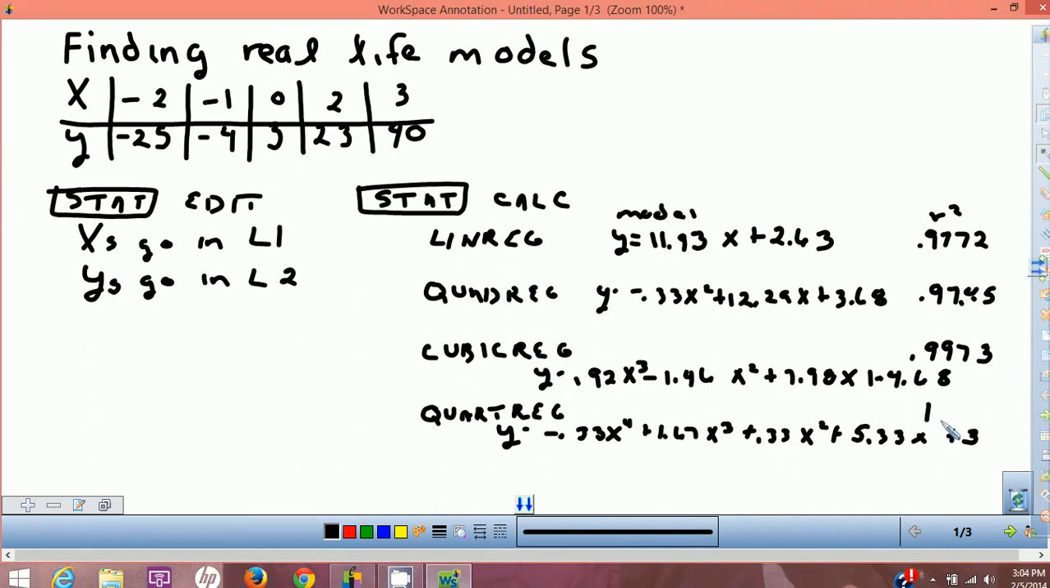And this one is equal to 1. That means that this quartic model that I found is a perfect model for that set of data. It is the best model. So if I wasn't told which type of model to find, that's the one I want to use because I'm looking for the closest I can get to R squared is equal to 1. I have found a good polynomial model for my data.